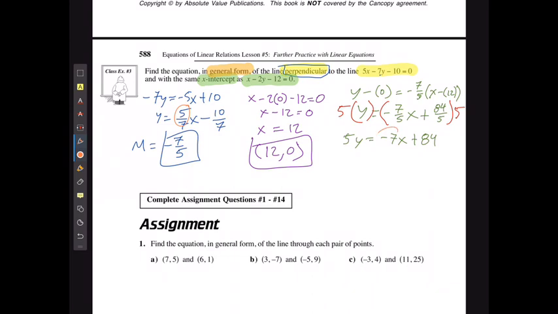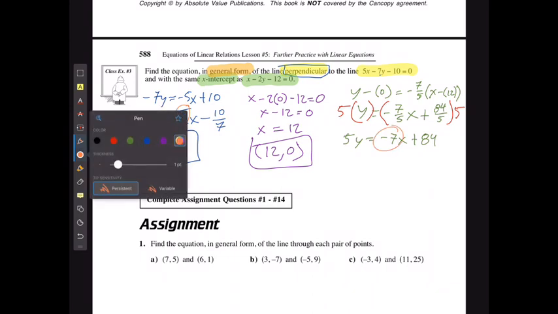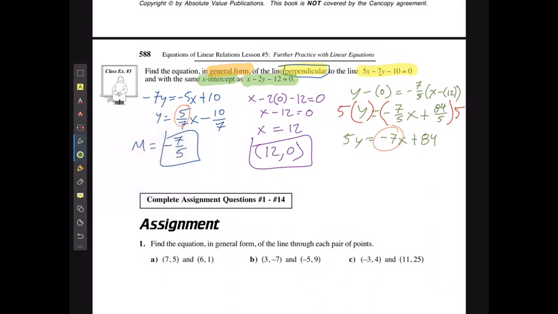Because the x is negative and I want to make it positive, I'm going to move everything to the left-hand side. 7x plus 5y minus 84 is going to equal 0. And there's my general form.